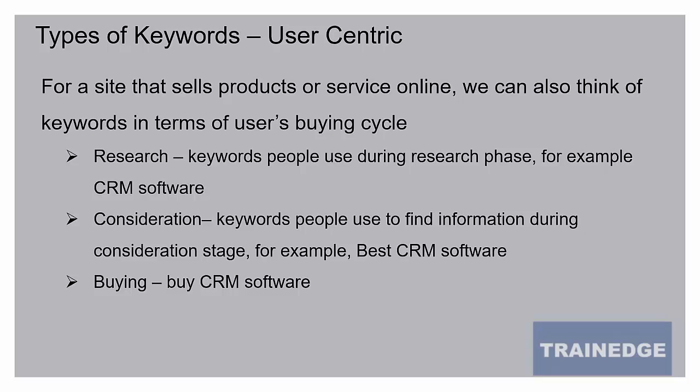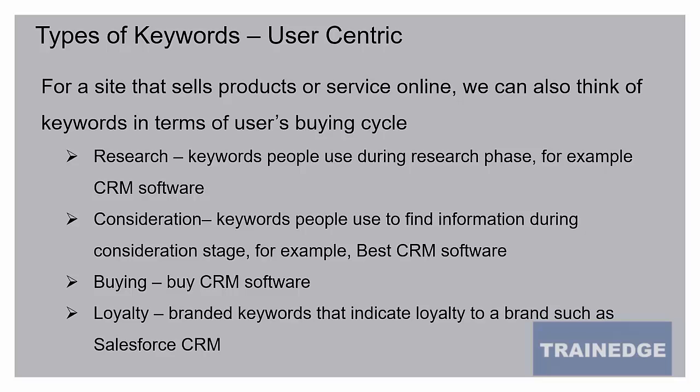Then at the buying stage, the user is going to home in on one particular solution that is best suited for his or her need and buy it. And then the loyalty phase is when the user has purchased and is going to be using or promoting that product, and therefore there are going to be more people searching with that keyword which relates to the brand of the product. So these are going to be branded keywords.